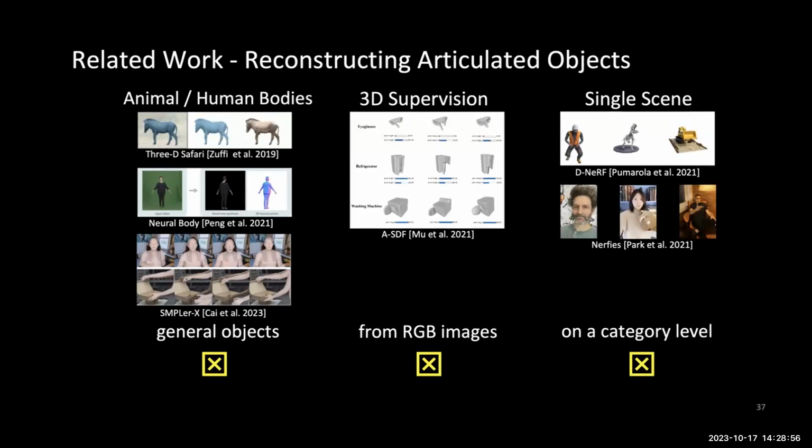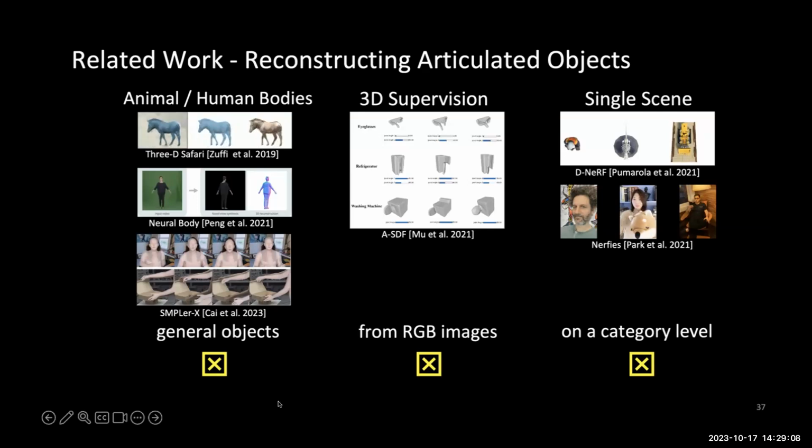So they cannot reuse the same model to work on a category of different objects. So our goal is the opposite. We want to model general objects from only RGB images on a category level of different objects. There are a few challenges.